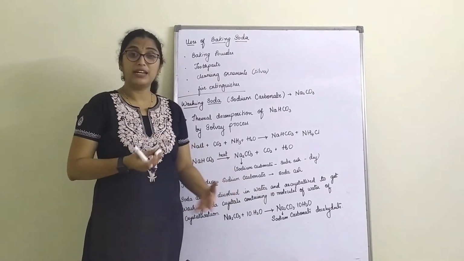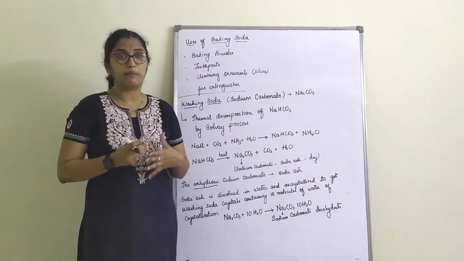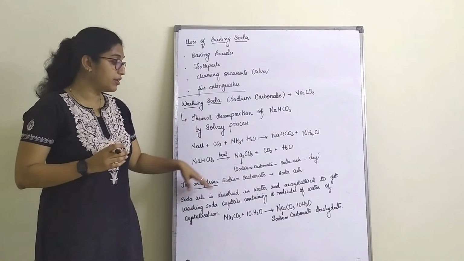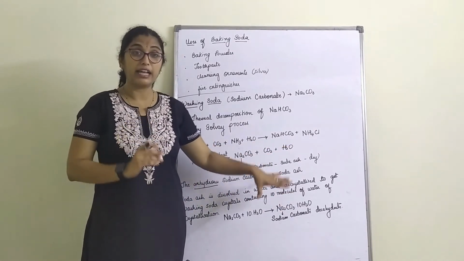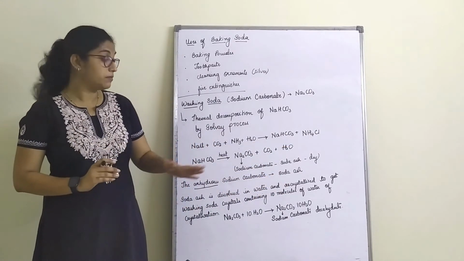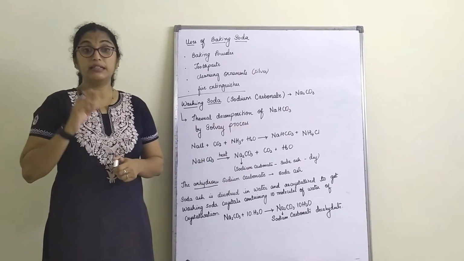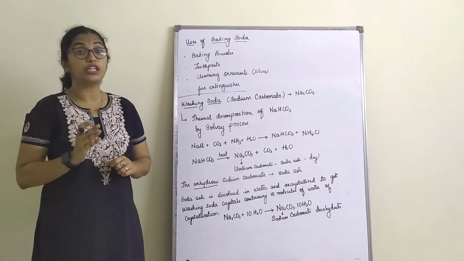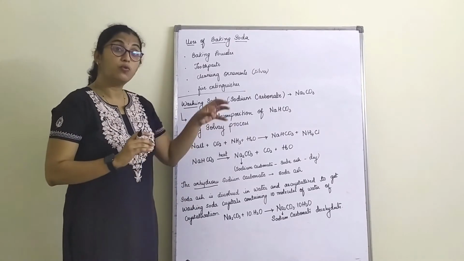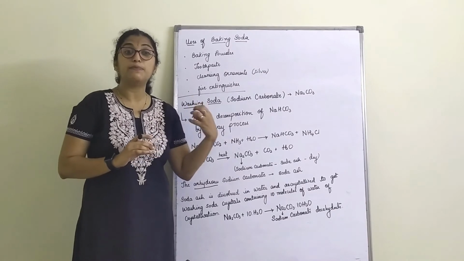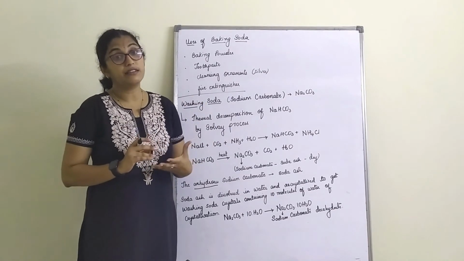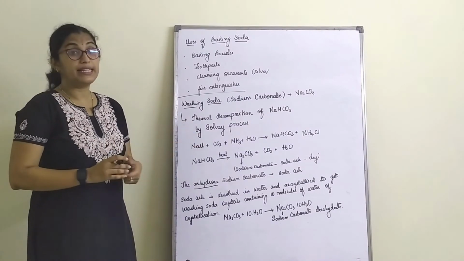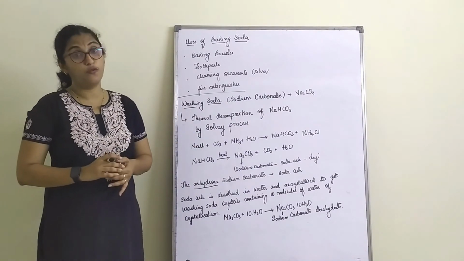Generally, if they ask you what is the formula for sodium carbonate, we write Na2CO3 only. But in detail, when we go with the process, this is the actual formula for sodium carbonate decahydrate. That's because these 10 molecules of water are nothing but water of crystallization, which keeps them in the crystal form. Otherwise, they will be in the dry form or dry state. Now, let's see what are the uses of washing soda.